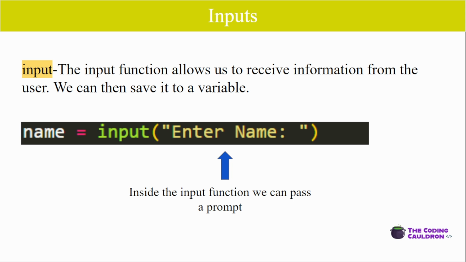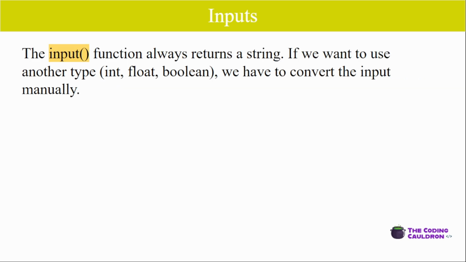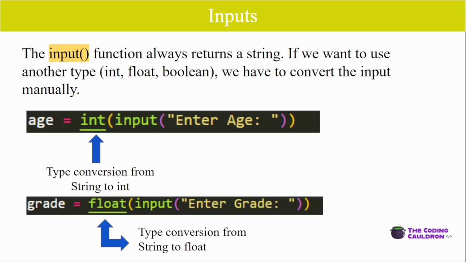Furthermore, if we want to be more clear about what kind of data we want the user to input, we can type a prompt inside the input function. One thing to note about the input function is that it always returns a string. If we want to use another type, we have to manually convert the input. Here we're converting to an int because we need the input to be an int. For the example below, we are asking for a grade, so the input will have to be converted to a float.